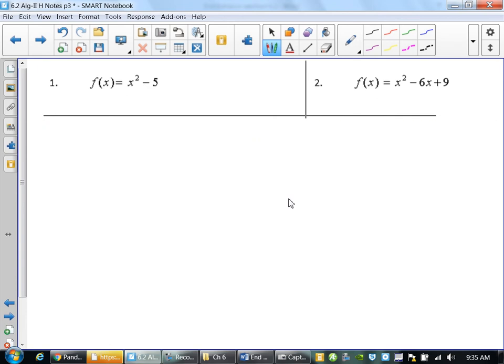So let's look at the first one then. First one, what are the tails doing? They're going up. Up and up. Tails are up. So I know for a fact that my tails are up. Now, I'm hoping that you guys were able to plot the zeros for that without a hassle.